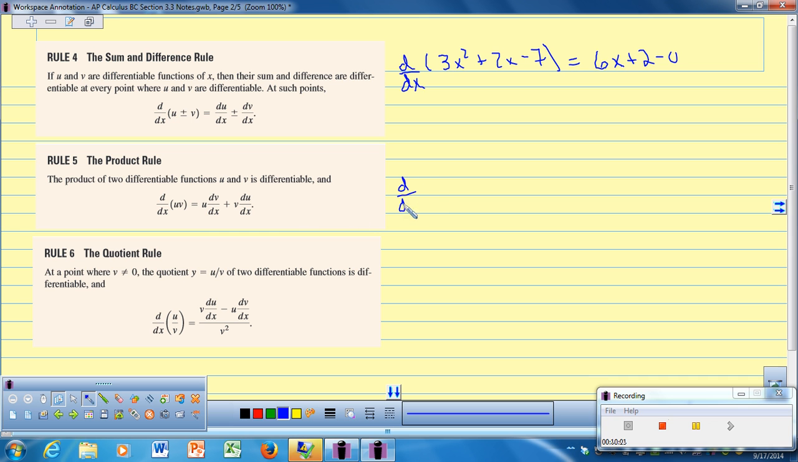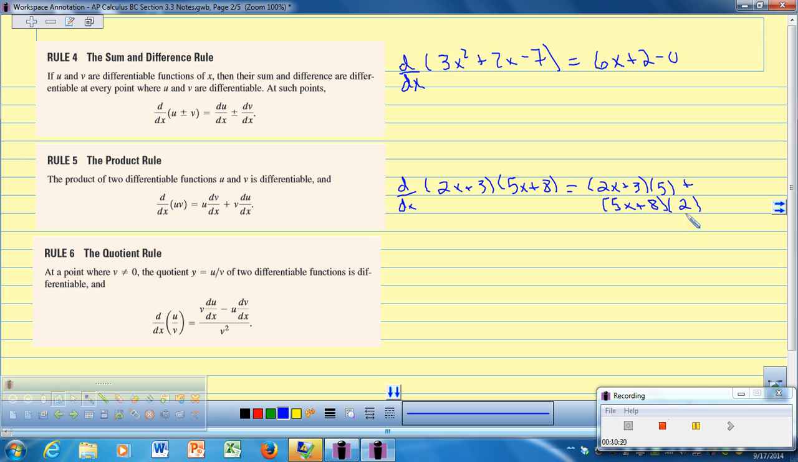So if we have d dx of (2x plus 3)(5x plus 8), you could multiply it all out and take the derivative term by term using the sum and difference rule, or we could use the product rule, which is the first, 2x plus 3, times the derivative of the second, which is 5, plus the second, 5x plus 8, times the derivative of the first, which is 2.